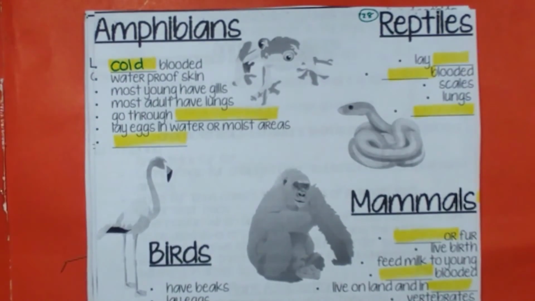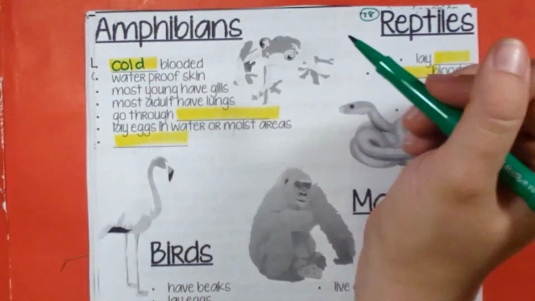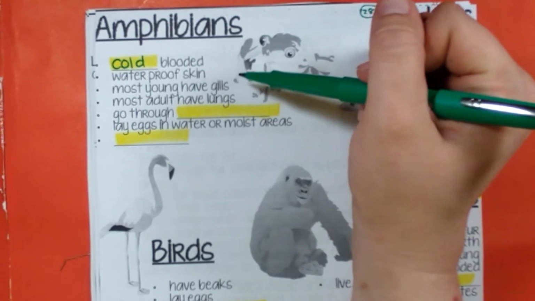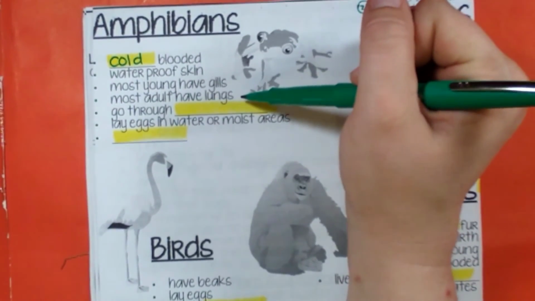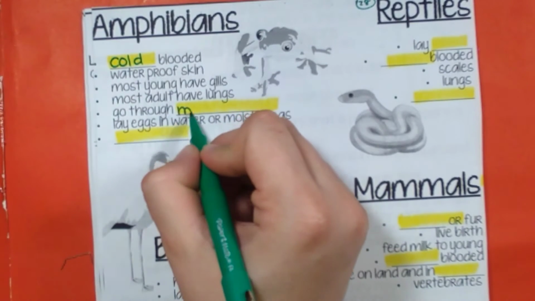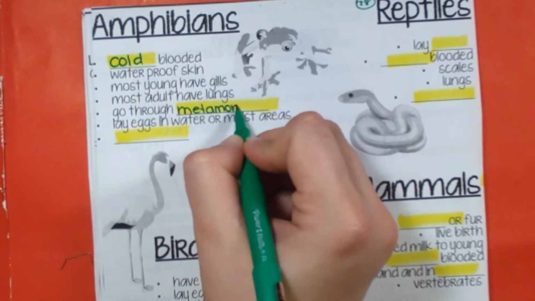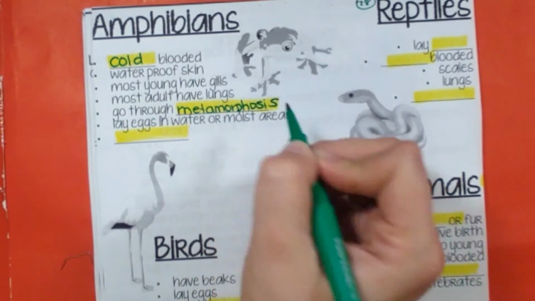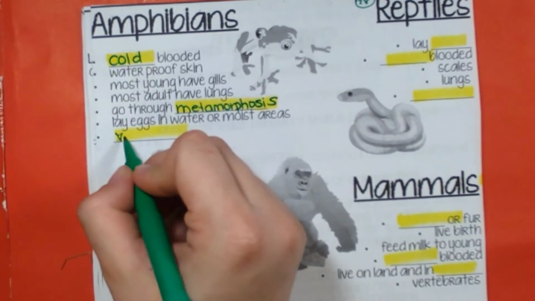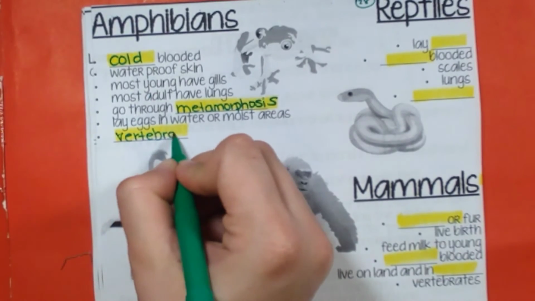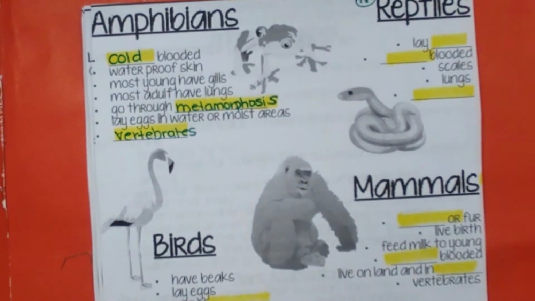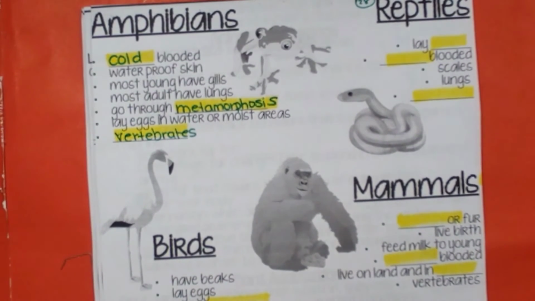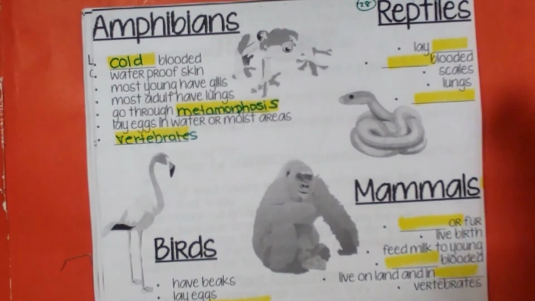They have to rely on either heat sources or ways to cool off in order to regulate their temperature. They have waterproof skin. Most young ones have gills. Most adult ones have lungs. They go through a metamorphosis. They lay eggs in water or moist areas, and they are vertebrates. So like frogs, they lay their eggs in the water. They become tadpoles with gills and little tails so they can swim. And then they grow up to be frogs with lungs, no tail, 4 legs. And that is an amphibian.